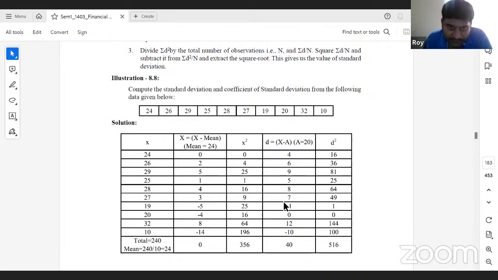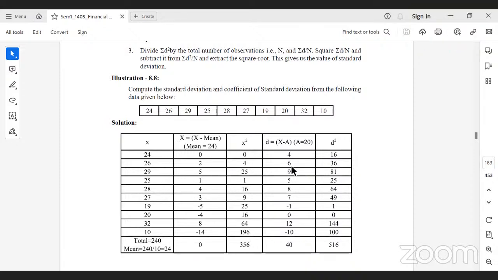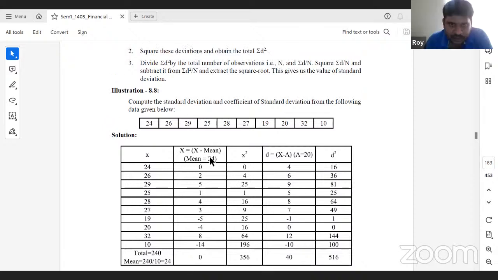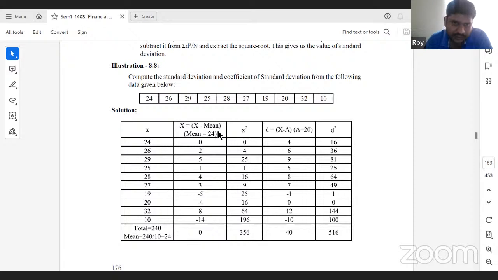Now, x square, we will get this. After getting x minus mean, x square is this square. Please repeat the second column part, we couldn't hear it when you explained. Yes, sure.